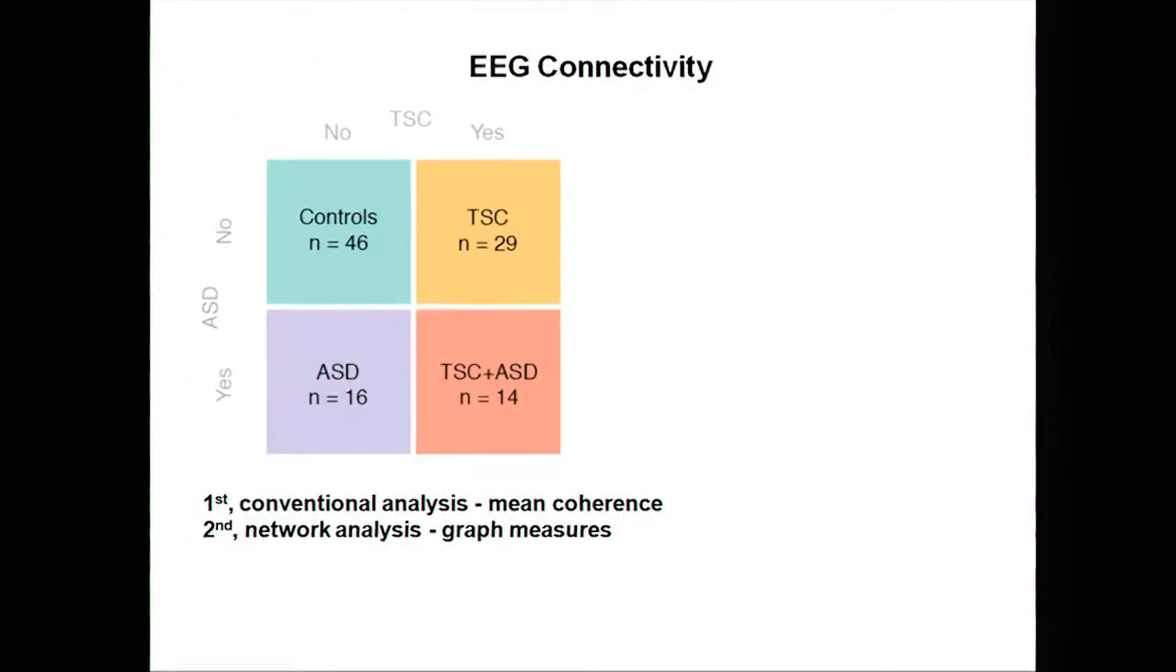We went from structure to function through EEG. We had 46 controls and 42 patients with tuberous sclerosis. And of these 42, 14 had autism. The interesting part of this population is that these EEGs were clinically available, so nobody had to be subjected to this test for no particular reason. But we also included 16 patients with autism but without tuberous sclerosis. So therefore we could look specifically at effects attributable to autism or effects attributable to tuberous sclerosis.